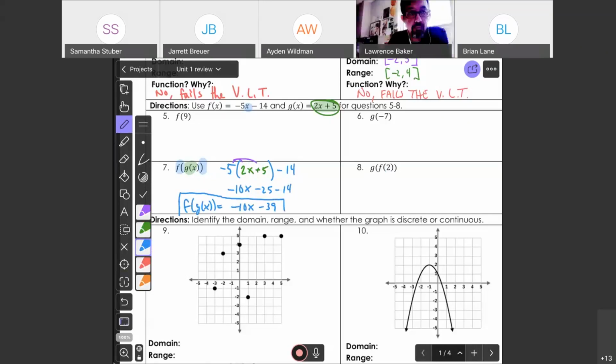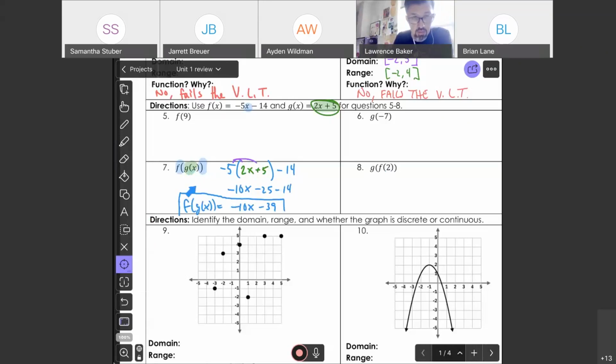Should look like that. Okay? We put a function inside of a function. We got a new function. All right, there's an x here. There better be an x here. There's a number here. We better just have a number answer. Okay?